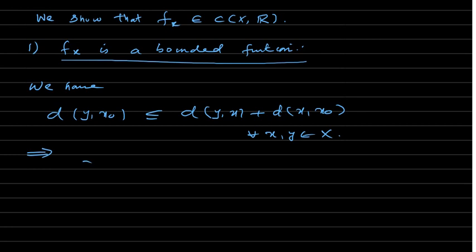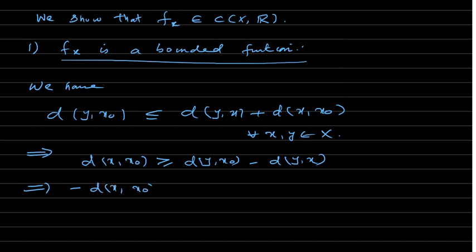This gives d(x, x0) is greater or equal to d(y, x0) minus d(y, x), which means minus d(x, x0) is less or equal to d(y, x) minus d(y, x0). Name it one. So one inequality you are getting.